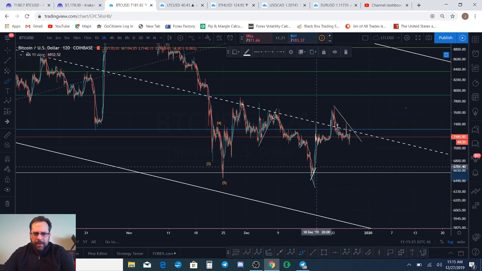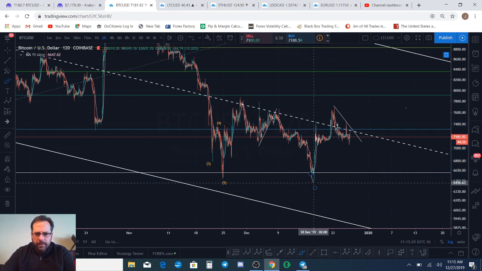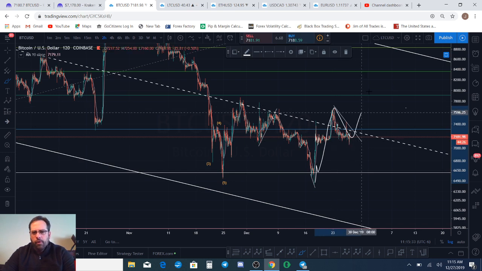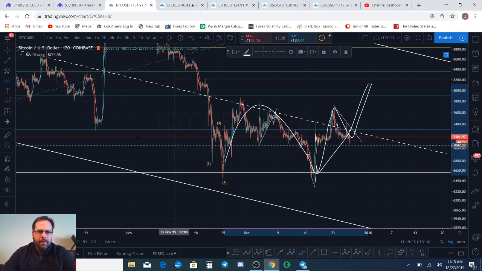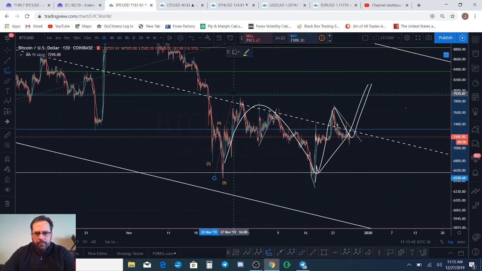So I'd have to count some kind of 1, 2, 3. Let me try it again. Some kind of 1, 2 way down here. You can't see it. 3, 4, and then the 5th wave. And that would give us our expanded flat structure finished out to the 1-to-1 extension. Right here.